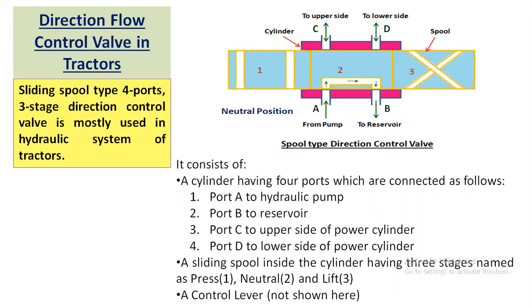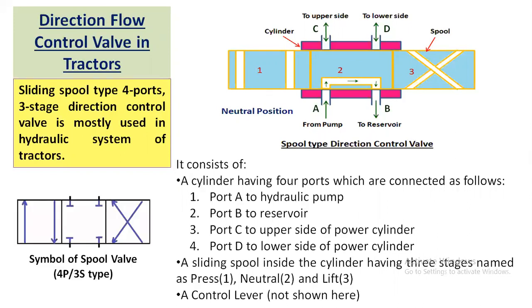And there is a sliding spool, which you can see in blue color. It has three stages or 3 parts: 1, 2, 3. Stage 1 is called press, 2 is neutral, and 3 is lift. We will see how it works. There is also a control lever, which is not shown here. The control lever is used to slide the spool inside the cylinder.